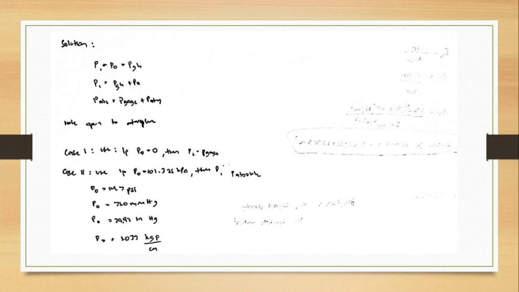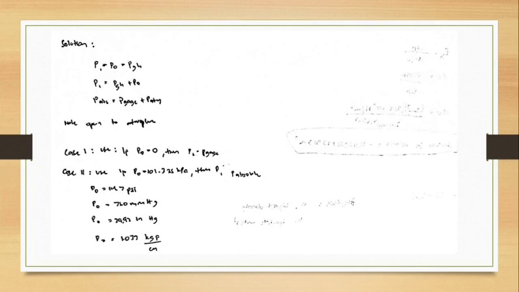P1 minus P0 equals ρgh. P1 is equal to ρgh plus P0. P_abs equals ρgh plus P_atm. Note: open to atmosphere. Case 1: we use it if P0 is equal to 0, then P1 is gauge. Case 2: use it if P0 is equal to 101.325 kPa, then P1 is absolute.